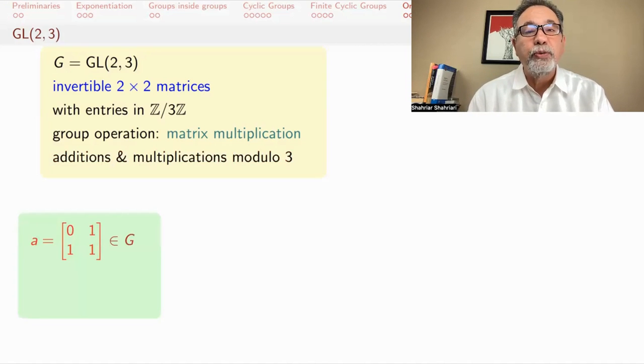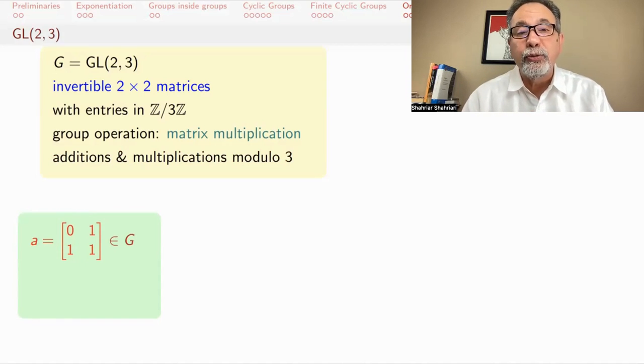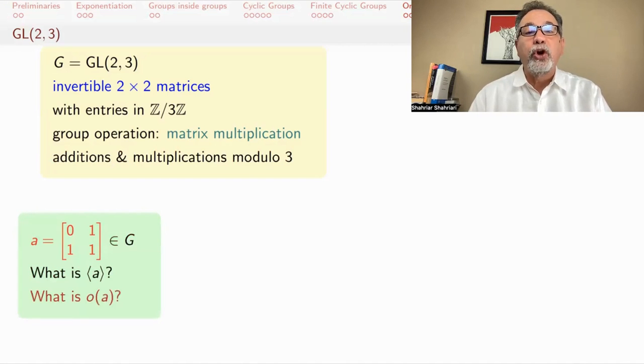And one element in this group is this matrix whose first row is 0, 1, and the second row is 1, 1. It's an invertible matrix. Its determinant is not 0. What's the group generated by it? And what's the order of this element?